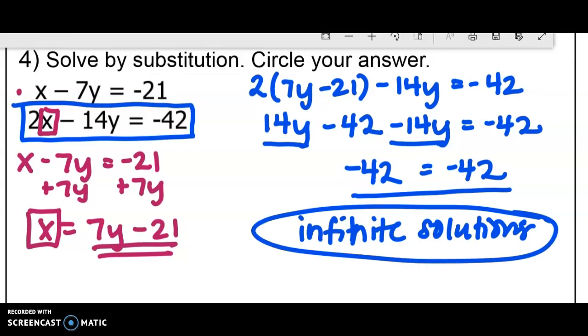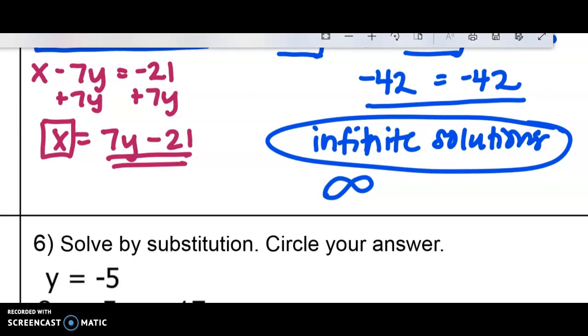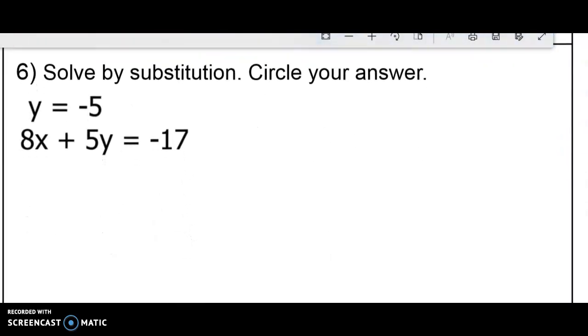And that's all you have to say. Or you could do, remember the sideways 8 that we talked about? Okay, so this happens sometimes. If you're graphing, it's going to look like the exact same line, and that means they touched the whole entire way, and any point on that line would be a solution. All right, let's try one more substitution.